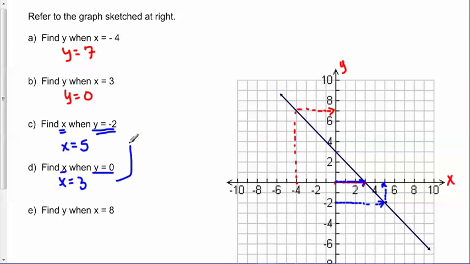Now you might say, wait, that looks really familiar. Notice the connection between these two problems right here. When x equals 3, y equals 0, well, then we shouldn't be surprised that when y equals 0, x equals 3, just looking at it from a different perspective.